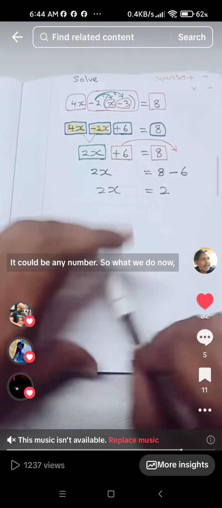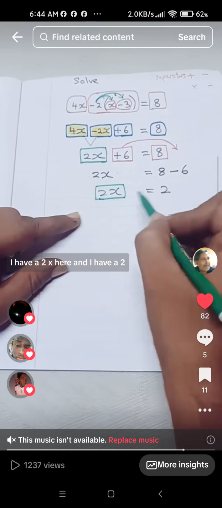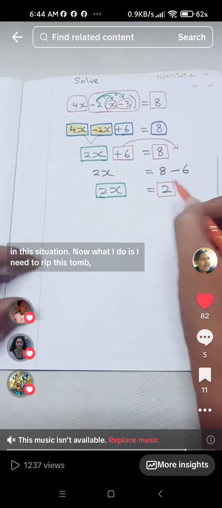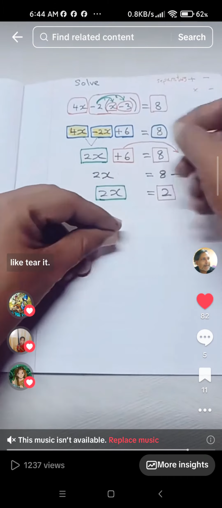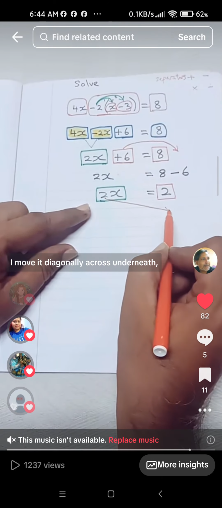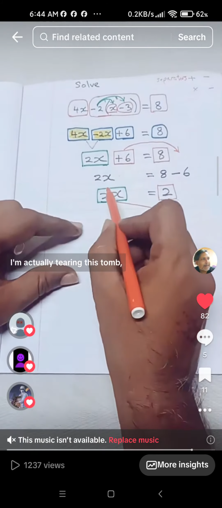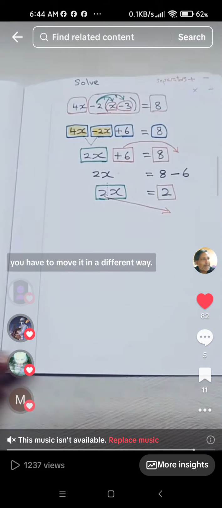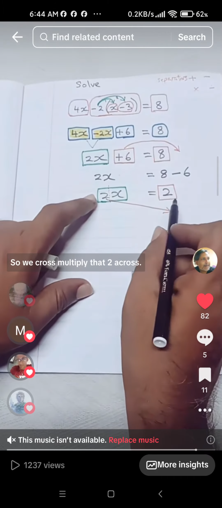So what we do now, we circle terms again, just to explain what is happening. I have a 2x here, and I have a 2. In this situation, I need to rip this term, like tear it. If I rip that term and take that 2, I move it diagonally across underneath. Not like this where I move a whole term. Here I'm actually tearing this term. Whenever you tear a term, you have to move it in a different way. Move it diagonally. Some people call this cross multiplying. So we cross multiply that 2 across.